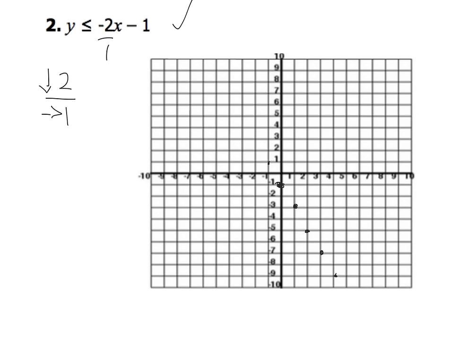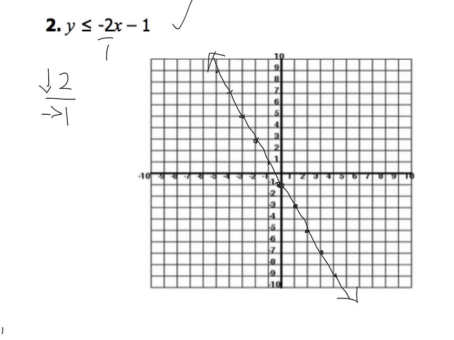Again, I'm going to make just a few in the other direction so I can make my line as straight as possible here. And then I'm going to connect all these with a solid line. Solid line in this case, because I've got a less than or equal to. So the solution can lie anywhere on that line because I've got a solid line.